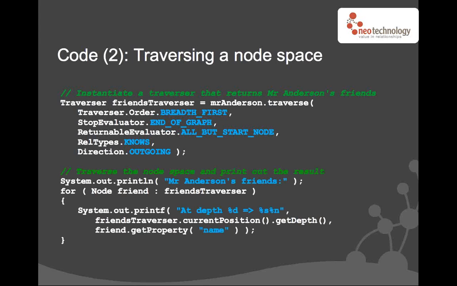All right, so after we declared that friends traverser, nothing at all has happened. The only thing that has happened is that we've positioned that traverser on Mr. Anderson, because we executed the traverse method from the Mr. Anderson node. That's the only thing that has happened. We're not going to do any type of queries or traversing or walking the graph until we incrementally start invoking next on the friends traverser.